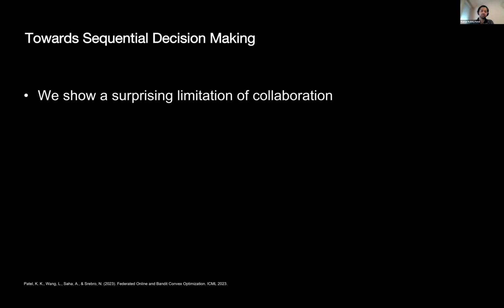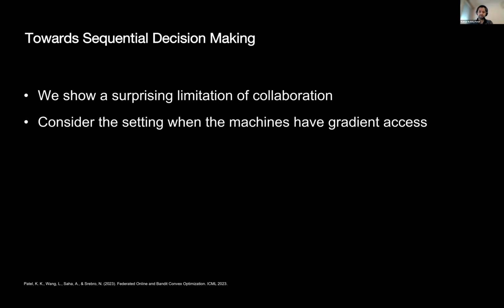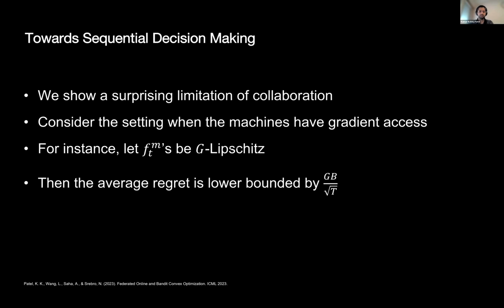Okay. So we start with a surprising limitation of collaboration in online federated optimization. And this is in the setting when you have exact gradient access. So you have first order access to these objectives f_t^m on machine m at time t. So for instance, let f_t^m be G-Lipschitz, in accordance with the notation we've been using.